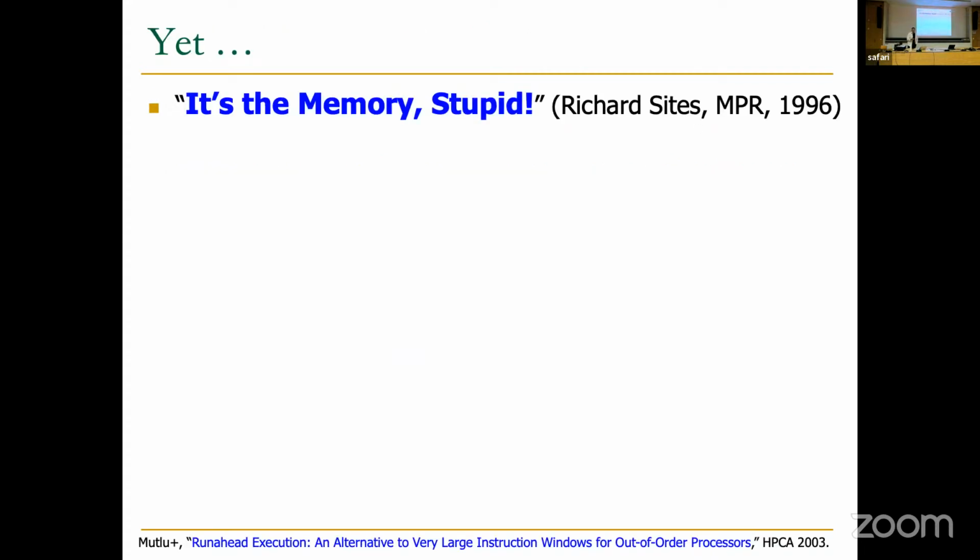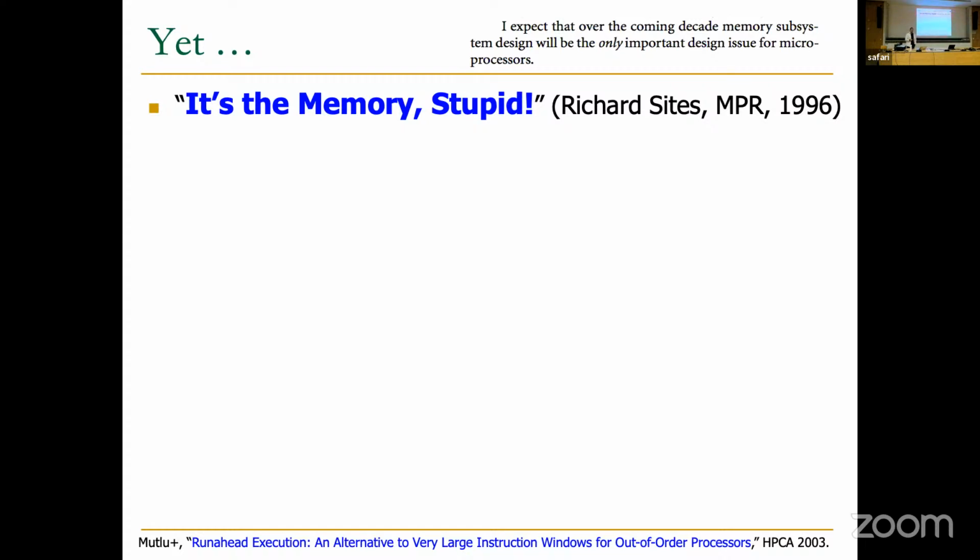So you might think that this is a new problem, or a problem that is created because of the way that we are using the systems today. But actually that was already foreseen many years ago. So there is this seminal paper from Richard Sites from 1996 that's called "Is the Memory Stupid?" And this is the title of his paper. I'm not calling anyone stupid.